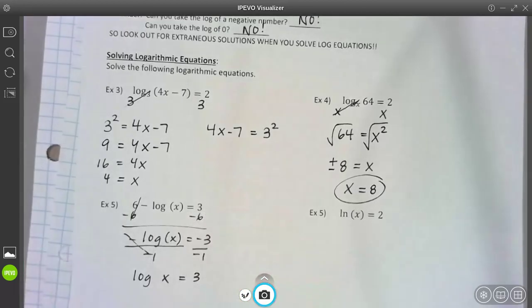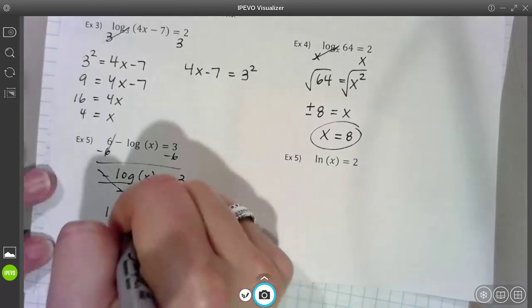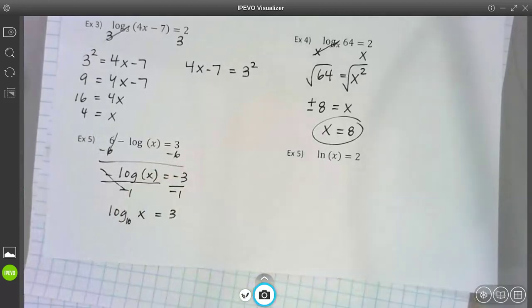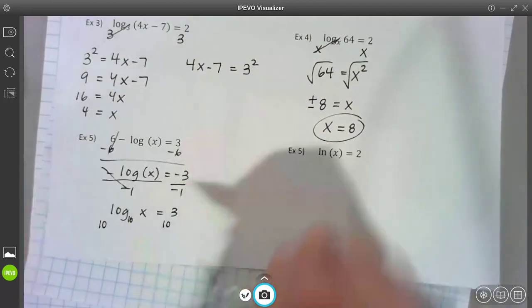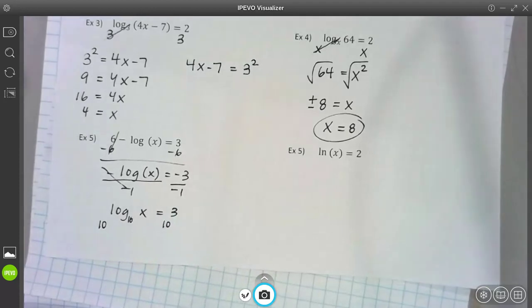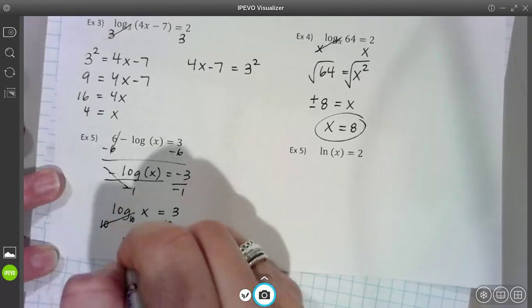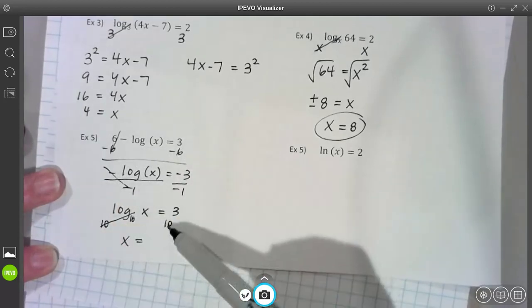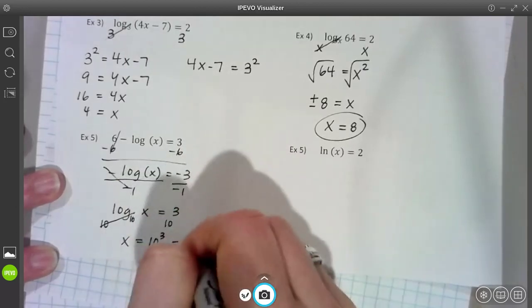Well, guys, what is the base of a log assumed to be when nothing is written there? This is your common log, right? The base is assumed to be 10. So if you need to see it, write that in there. That's a base 10 log. All right, so who's going to undo a base 10 logarithm? A base 10 exponential. So let's base both sides to a base of 10 and get rid of it. So a base 10 exponential and a log base 10 cancel. I'm left with just x. And x will equal base 10 to a power of 3, which is 10 to the third, which is 1,000.